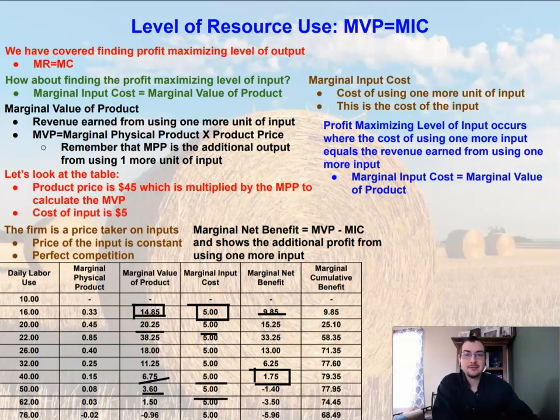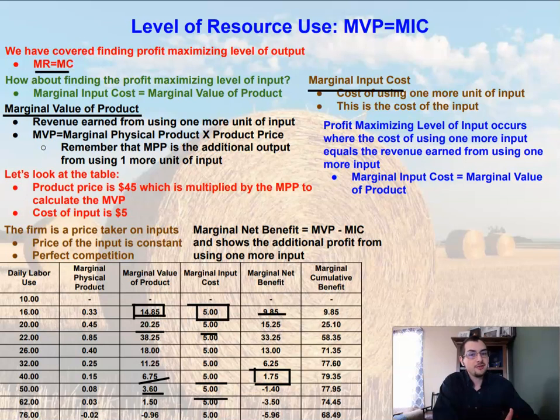Guys, it follows the same trend as marginal revenue and marginal cost. The only difference is marginal revenue and marginal cost look at it from an output standpoint. Marginal revenue is the additional revenue that I will receive from making one more unit of output. Marginal cost is how much it will cost me to produce one more unit of output. Marginal value of product looks at it from the input standpoint. How much will I receive in revenue from using one more unit of input? Marginal input cost is how much it's going to cost me from using one more unit of input.